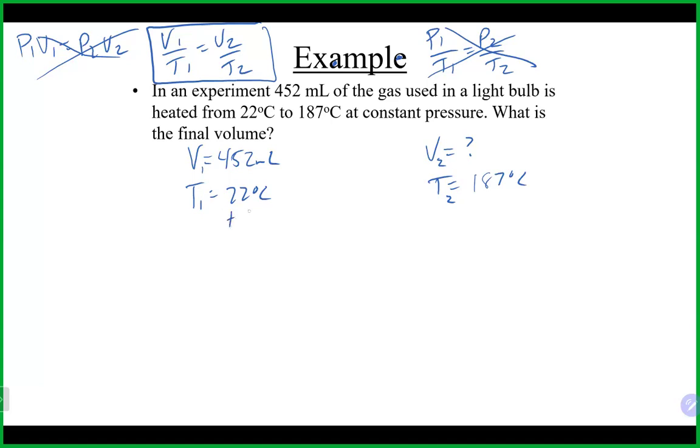We need to add our 273.15 they want you to use here. The 273.15. Remember to use it. That gives us 295.15 Kelvin and 460.15 Kelvin in this case.